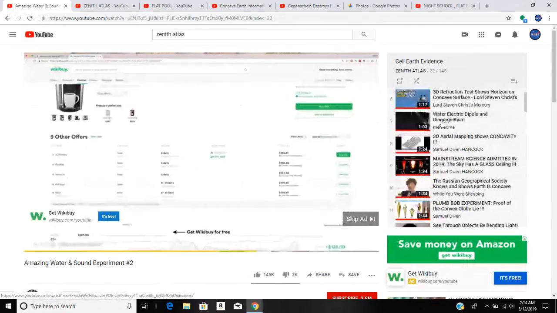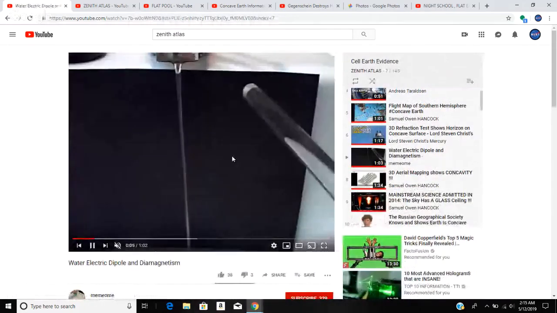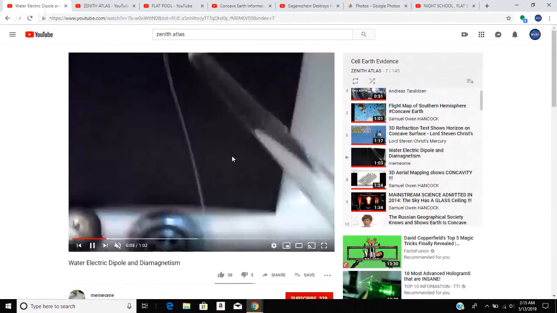Bendy water, oh, bendy water. Oh, I'm showing you bendy water, you goddamn idiots. Look, bendy water. Look, water bends. That's it. Water bends.